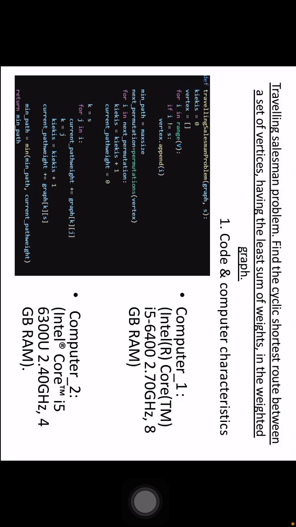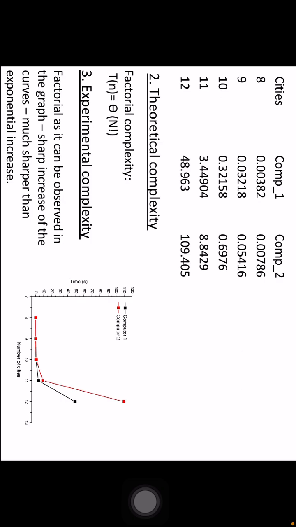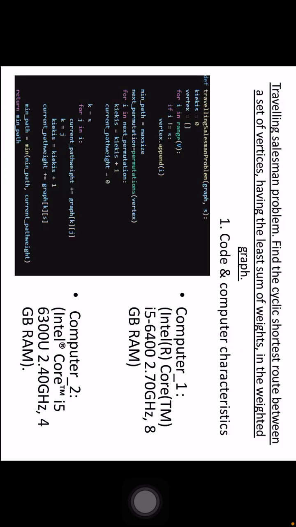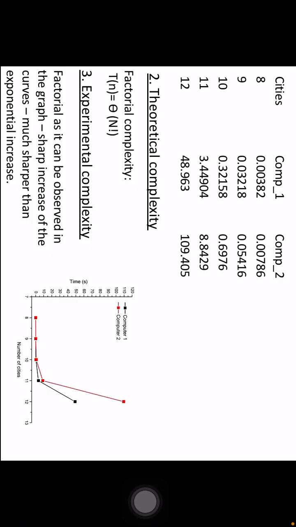Okay, now the task is to evaluate the runtime, the time for this NP complete problem of traveling salesman using these 2 computers. You can see in the table here that 8 to 12 cities were selected, and you can see how the complexity increases with increasing the number of cities. It is the table with computer 1 and computer 2.